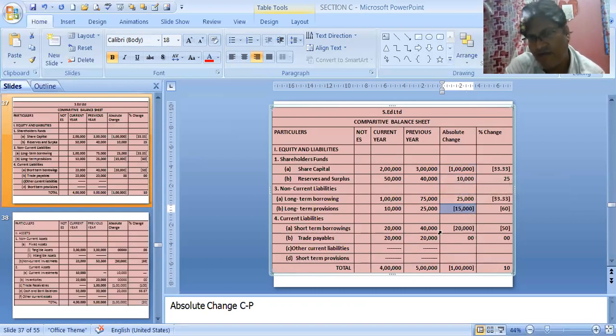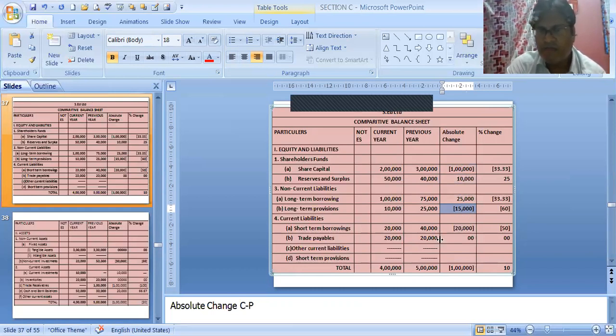Minus figures are always given in bracket, students. 20 minus 40 is minus 20,000. Then again 20 minus 20, there is no change. And the total also, see, 4 lakhs minus 5 lakhs is minus 1 lakh.